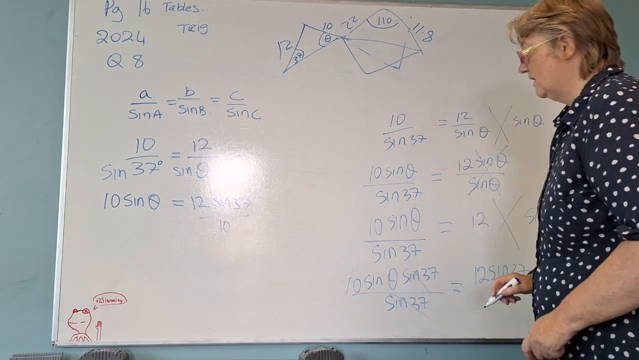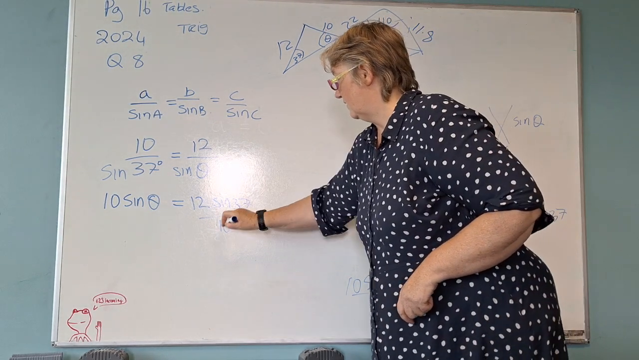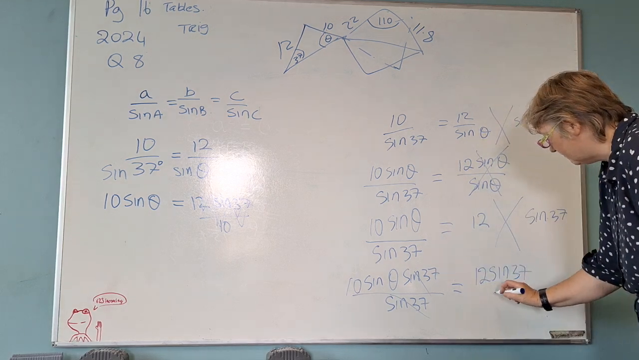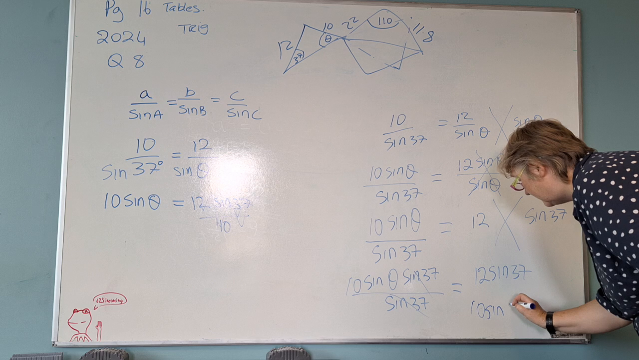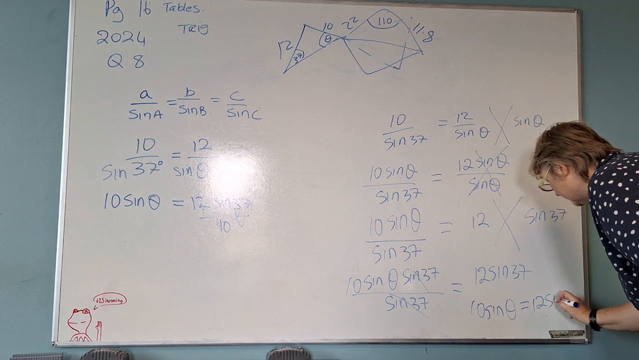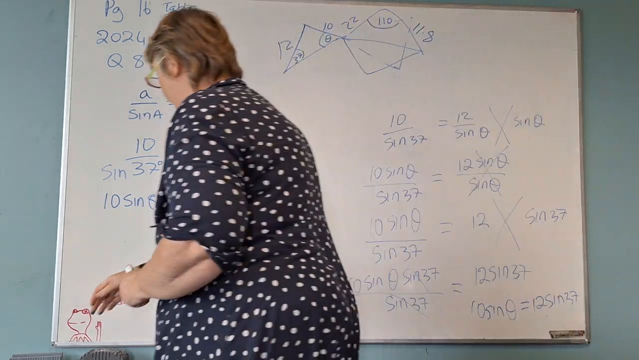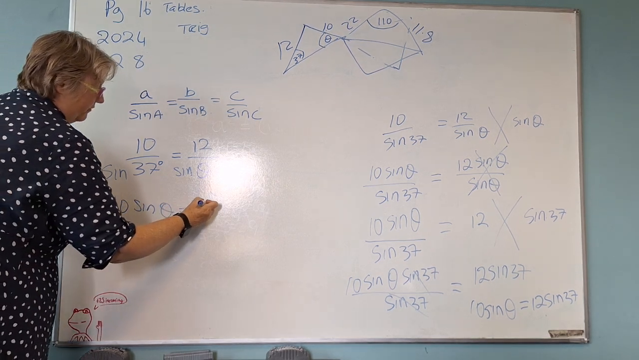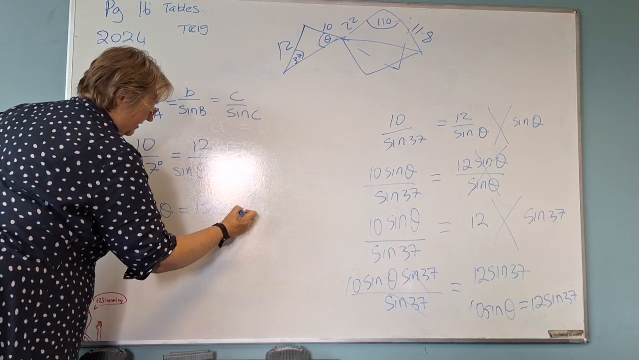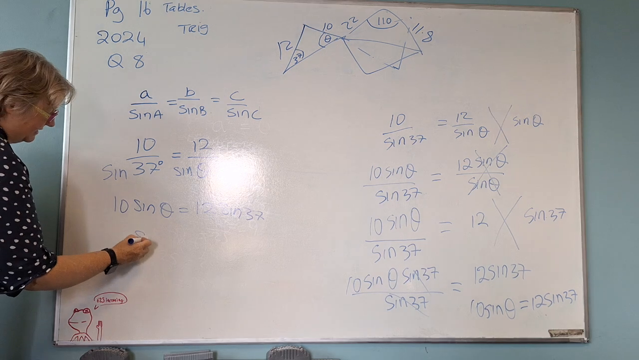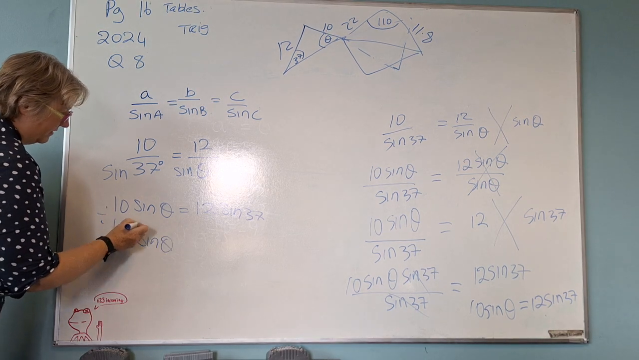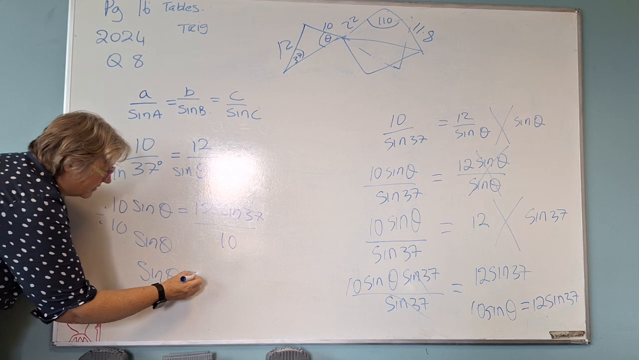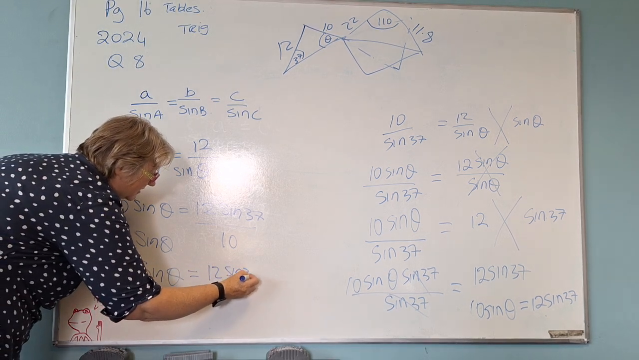These cancel each other out and you're left with 10 sine theta equals 12 sine 37. And that's how we get to here. So we have 10 sine theta equals 12 sine 37. To find out what the sine of theta is, divide by 10. So you end up with the sine of theta equals 12 sine 37 over 10.